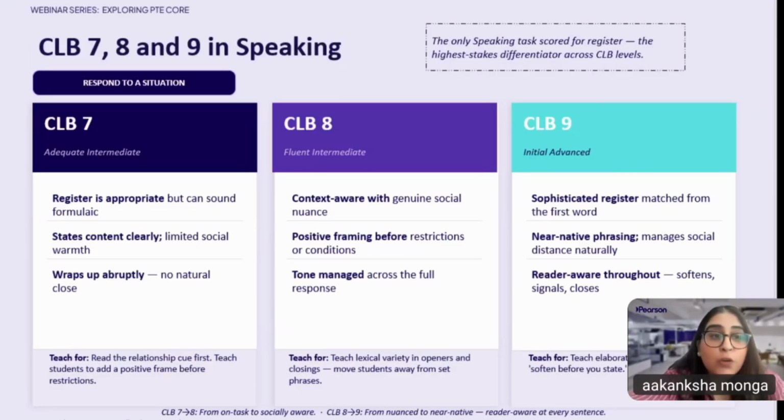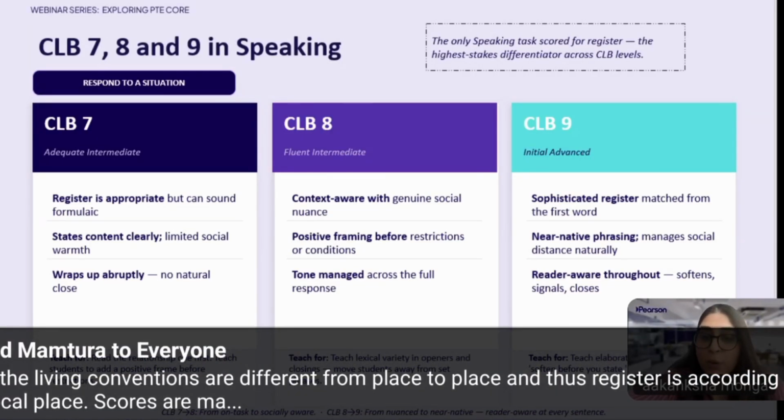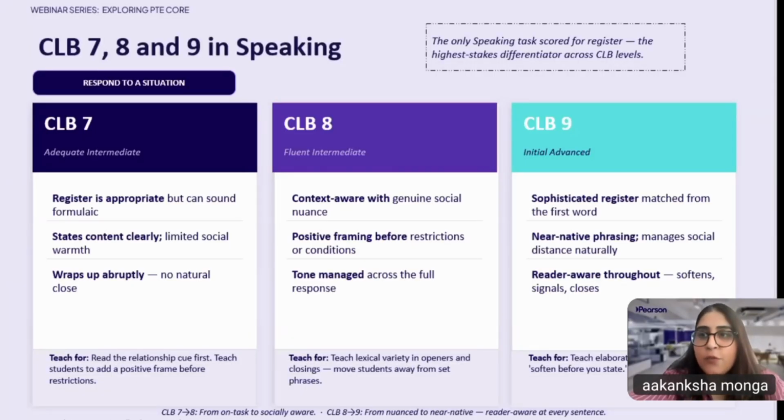At a CLB 8, a lot of you mentioned that your students might be able to get to that point as well, which is fantastic. That means that they are definitely more aware of the context, and they have more layers and more nuance in their answer. There is definitely some positive framing happening in their responses, and the tone is managed correctly. So what you're going to teach at this point to bring them up to the next level is variety in openers and closings, so that the students are not always using the same type of opener and closing sentence. They have more range to draw from.